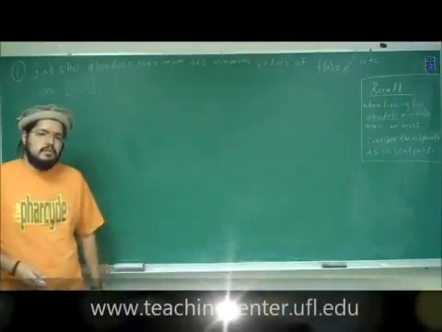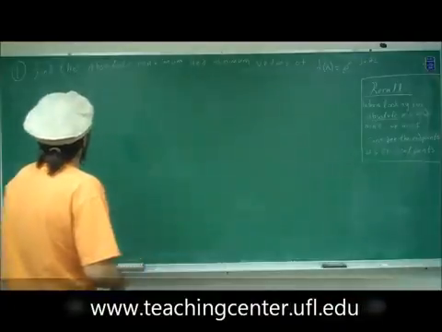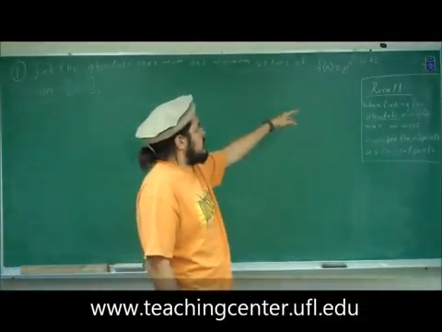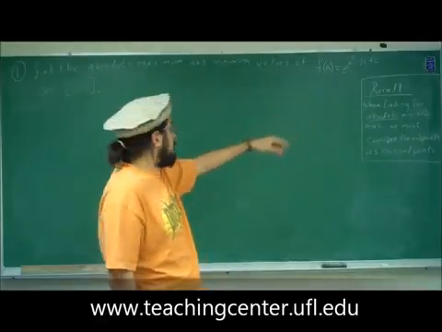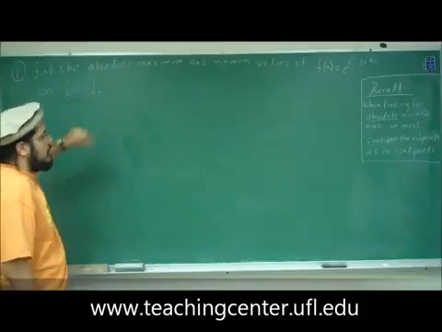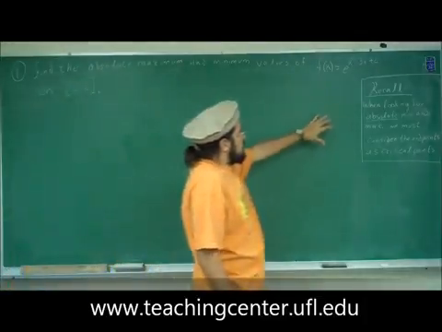This is problem 1 of exam 3. Problem 1 reads, find the absolute maximum and minimum values of f of x equals e to the x cubed minus 3x plus 2 on this interval, 0 to 2, including 0 and 2. I wrote something here to recall real quick.